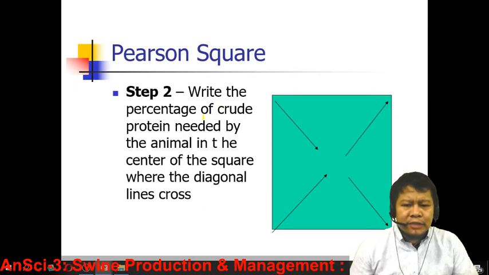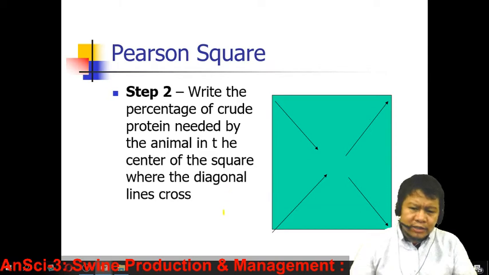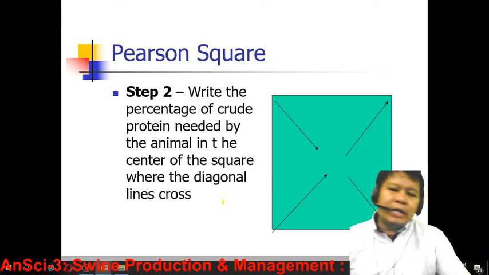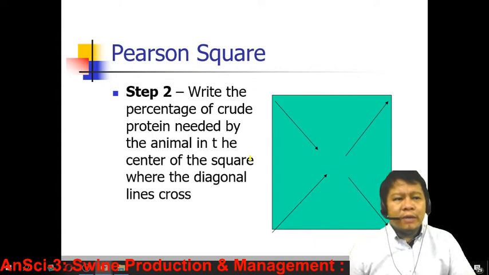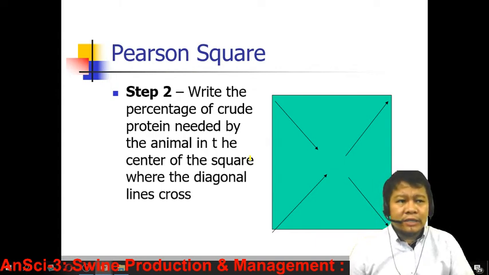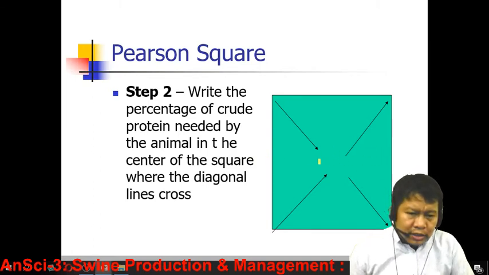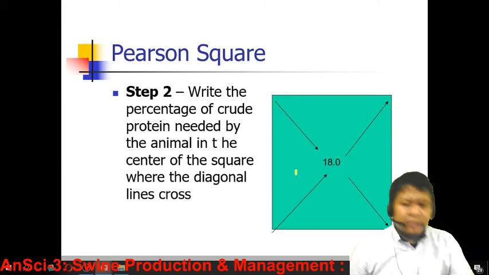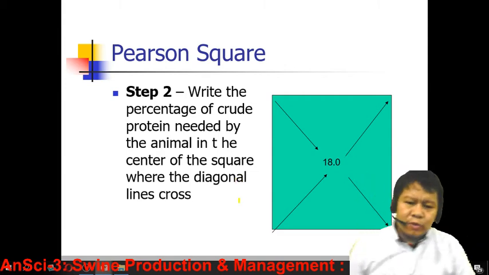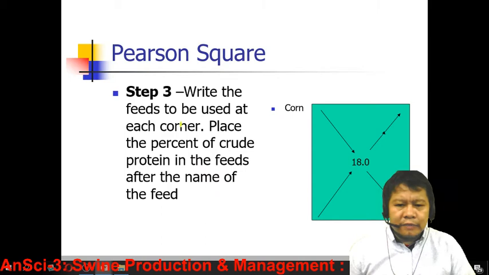Write the percentage of the crude protein needed by the animal in the center of the square where the diagonal lines cross. So in our particular example, we will make feeds with 18% resulting crude protein. So we have to write 18% in here, which is the target nutrient for our resulting feed. So we put 18 in the center of the square.